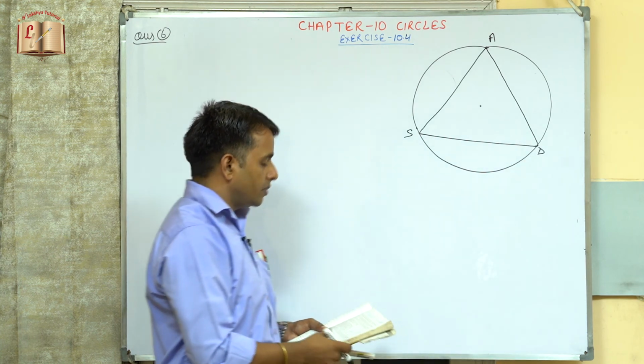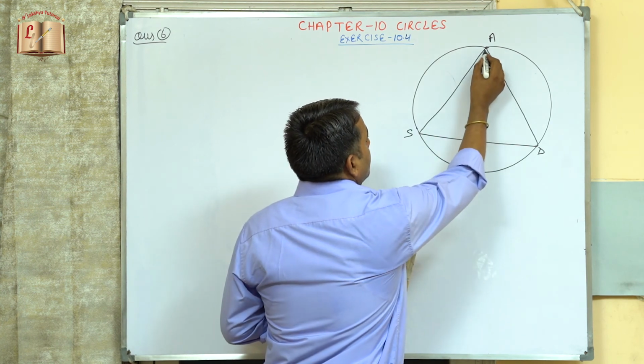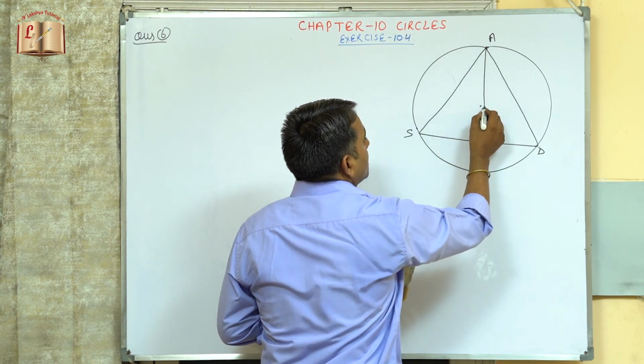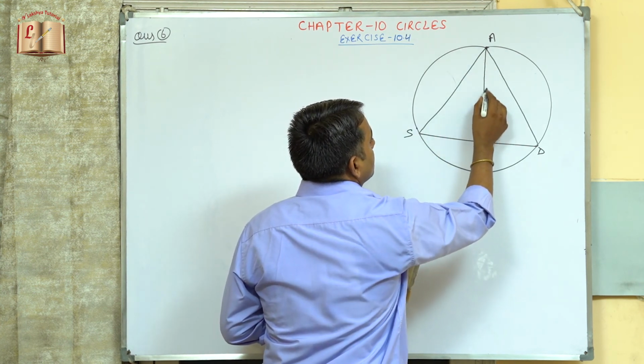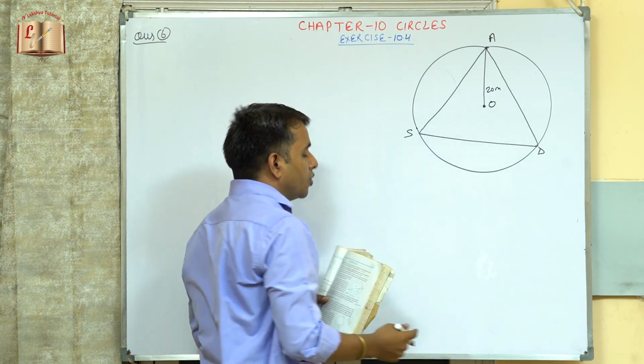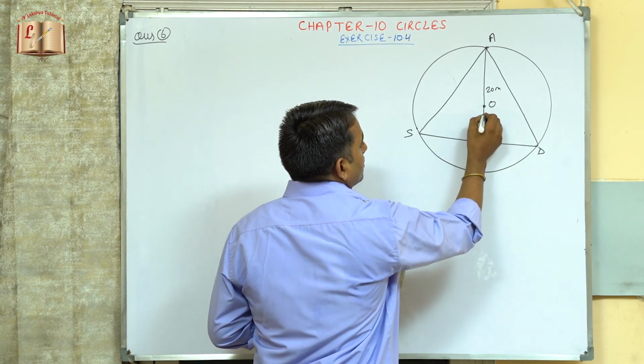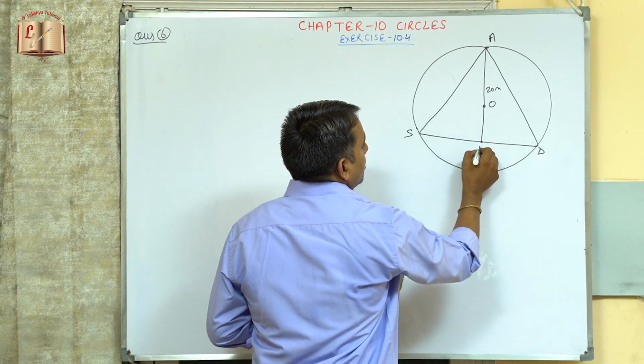So this will be equal, and this side is already given to us. Now this is 20 meters. This radius is given, so this is point O now. We'll join this. Suppose this is now point E.